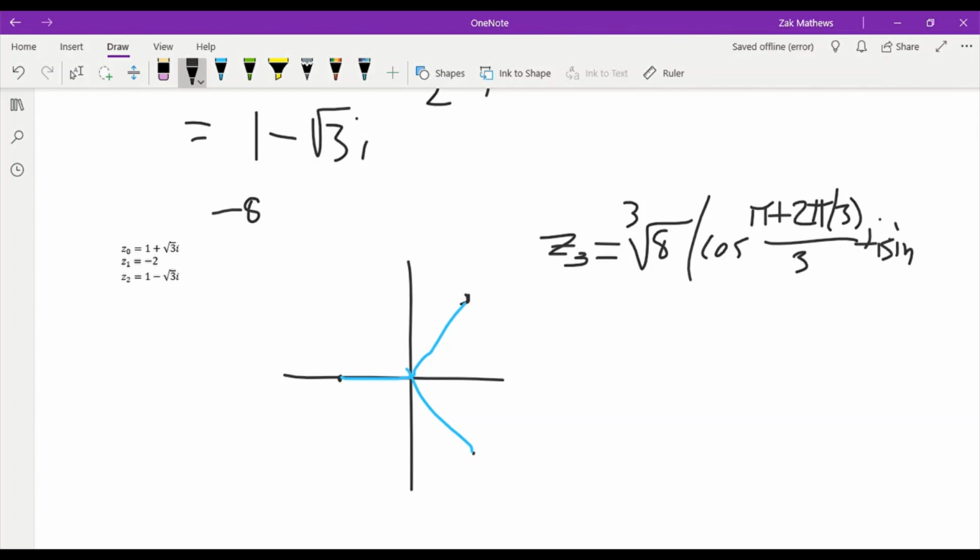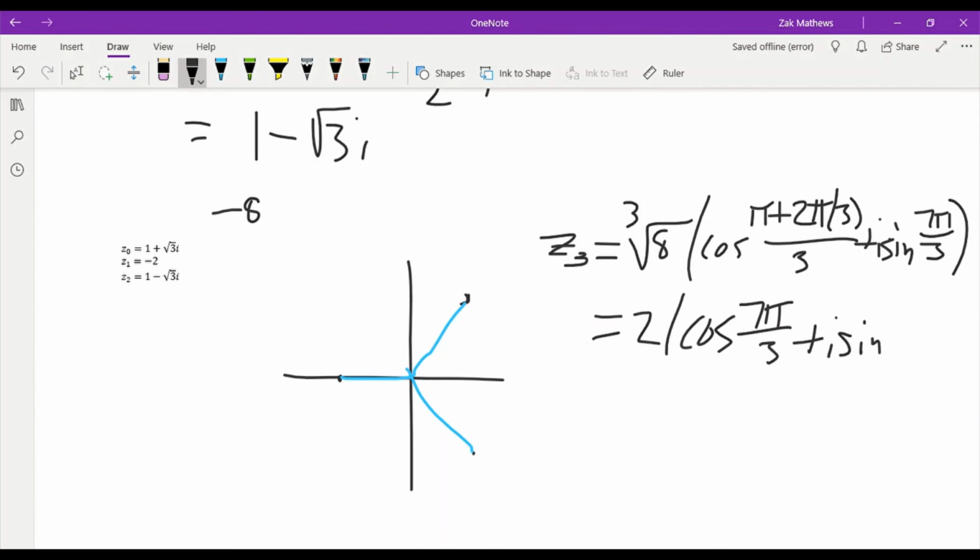2 pi times 3 is 6 pi plus another pi is 7 pi over 3. And keep in mind cosine would be the same. So we have 2 times cosine of 7 pi over 3, and sine of 7 pi over 3. And we look at that 7 pi over 3 and say, well, I need to have a coterminal angle there. I don't know how to calculate 7 pi over 3. Well, it's pi over 3.